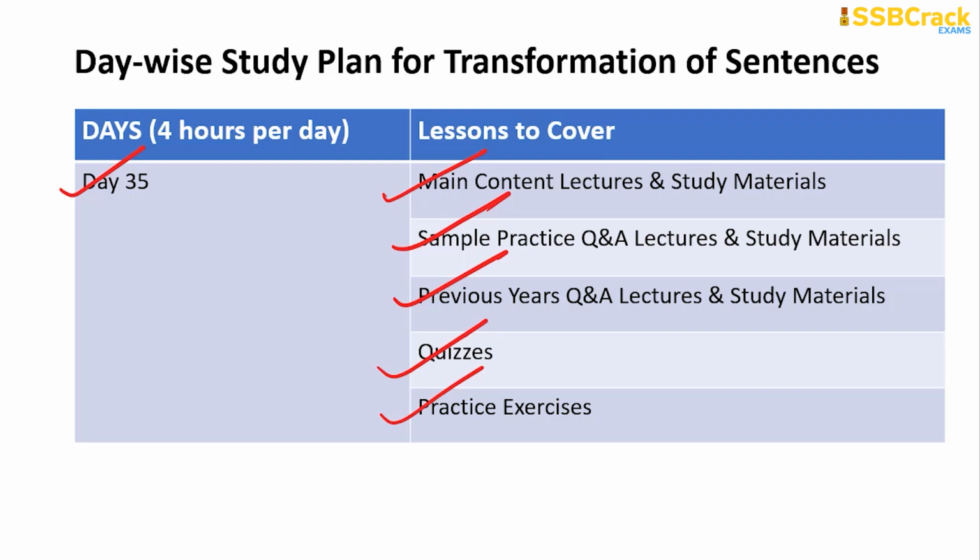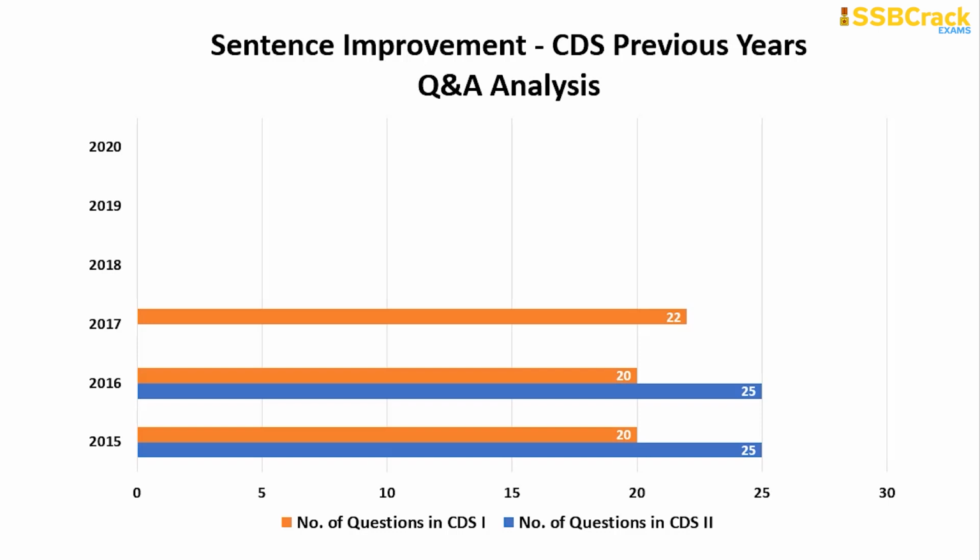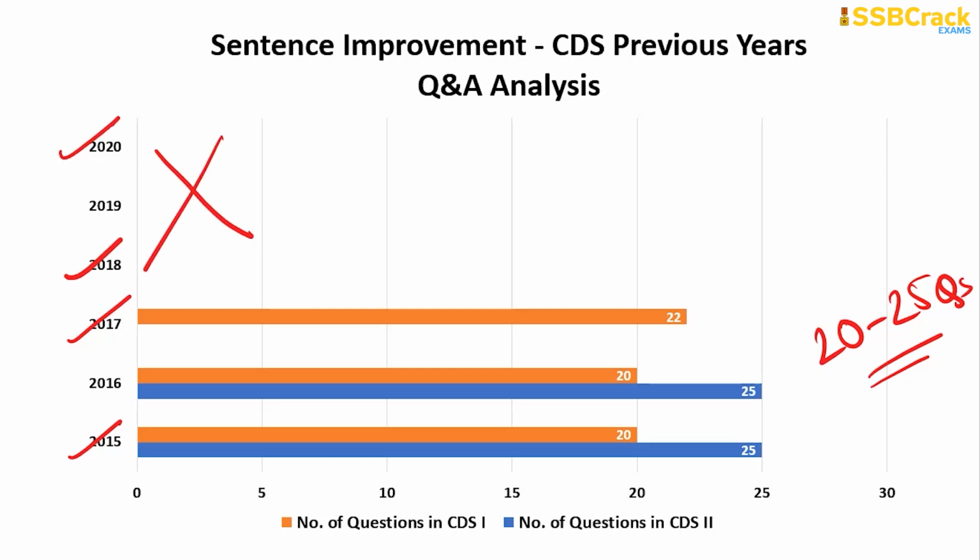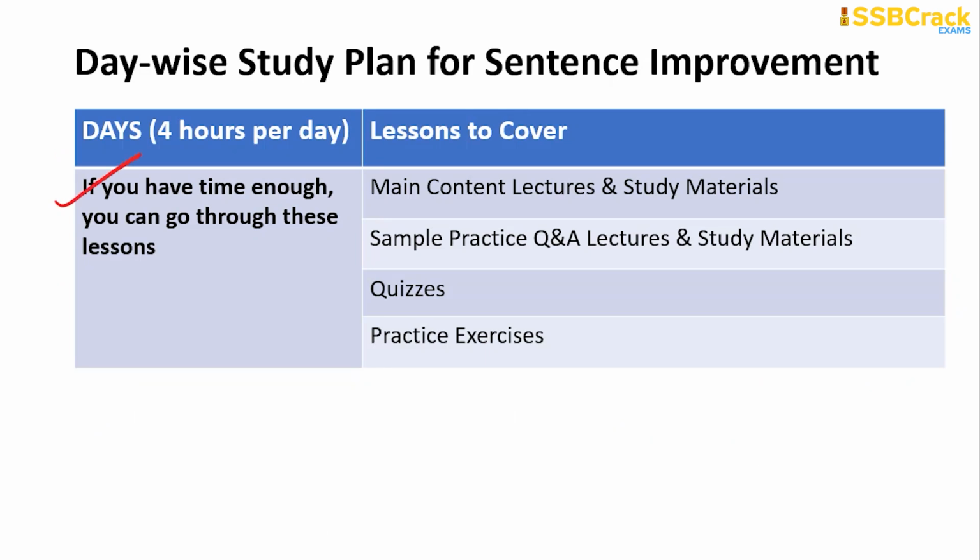Coming to the least important topics that we have missed, I also want to show you the previous year's Q&A analysis for those topics, and why I told you not to go through them. You can see that from 2015 to 2017, 20 to 25 questions were coming from sentence improvement, but in 2018 to 2020 no questions came from it. So there's a very slim chance of you getting a question from this topic in your upcoming CDS English paper. If you have enough time, you can go through these lessons as well, covering the main content lectures, sample practice Q&A lectures, quizzes and practice exercise sets.